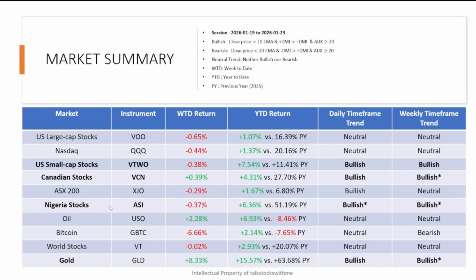The Nigerian equities we track by the NGX ASI, which stands for the All Share Index. You can't actually purchase the index. It's just a way for us as technical experts to assess or evaluate the health of the Nigerian market. This week, the index shed 0.37%. Year to date, the index is up 6.36%.